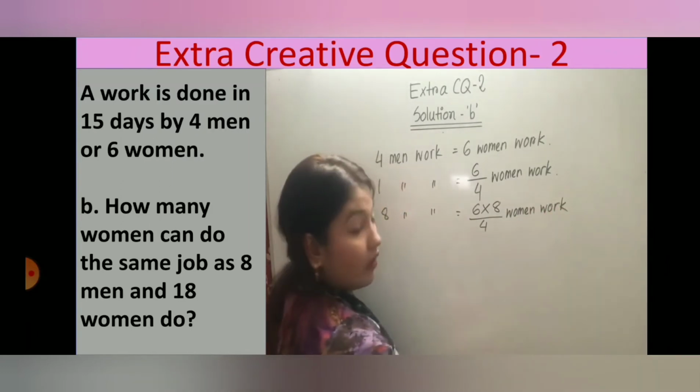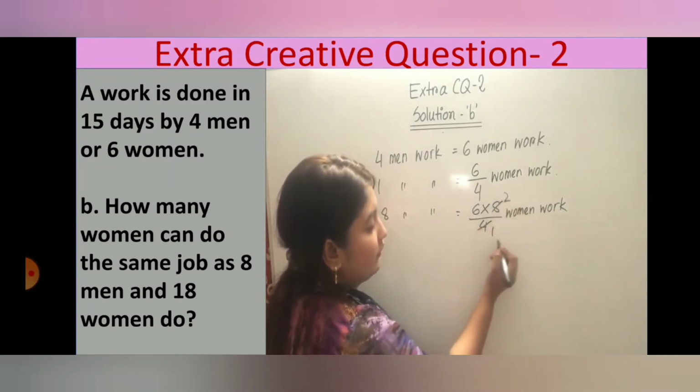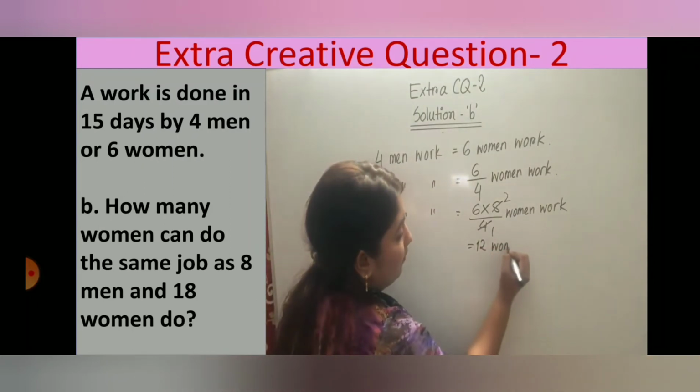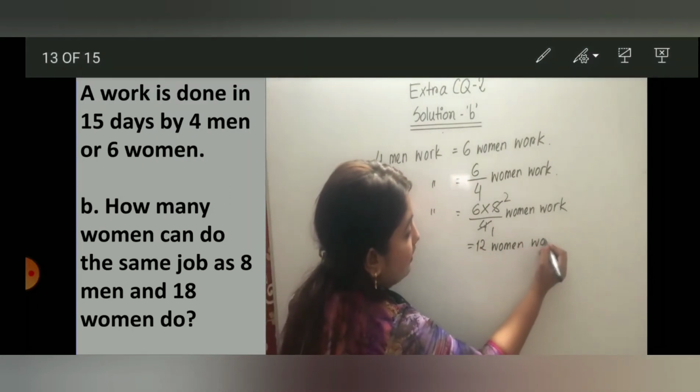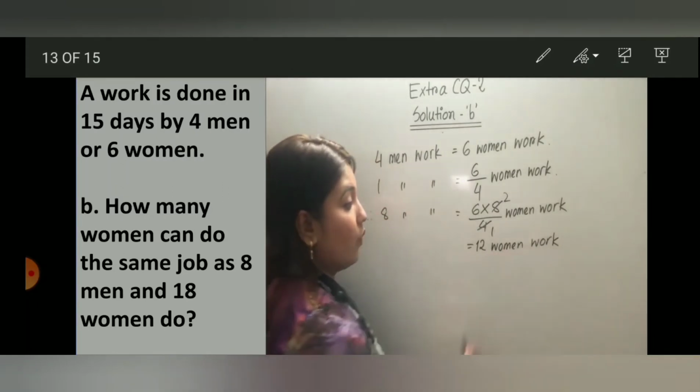So if we convert it into lowest form, we get 4 ones are 4 and 4 twos are 8. So here it is 12 women work. That is, 8 men's work is equal to 12 women's work.